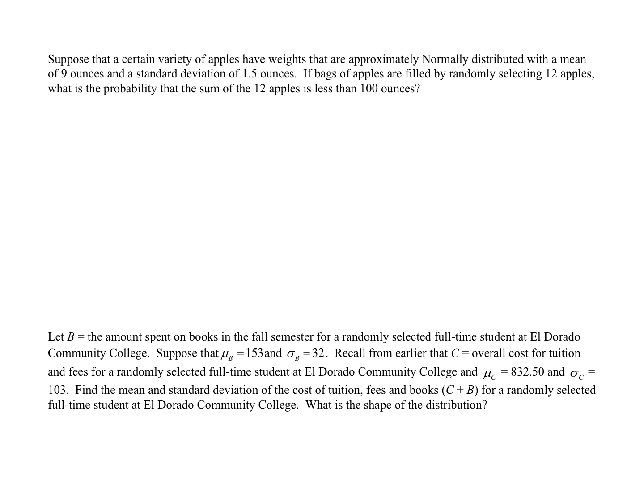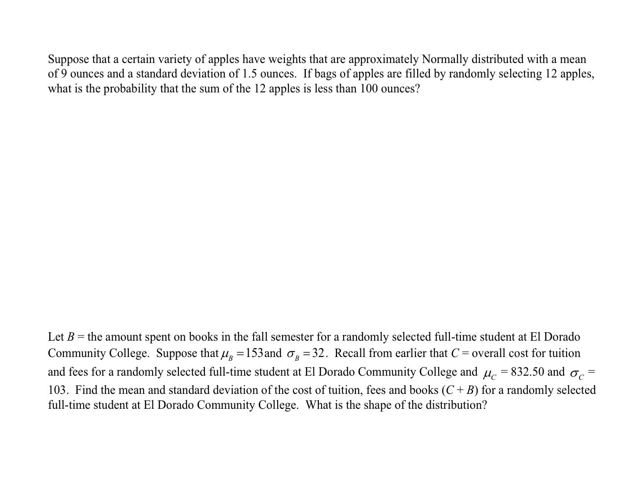So hopefully we don't. Suppose that a certain variety of apples have weights that are approximately normally distributed with a mean of 9 and a standard deviation of 1.5. If bags of apples are filled by randomly selecting 12 apples, what is the probability that the sum of the 12 apples is less than 100 ounces?